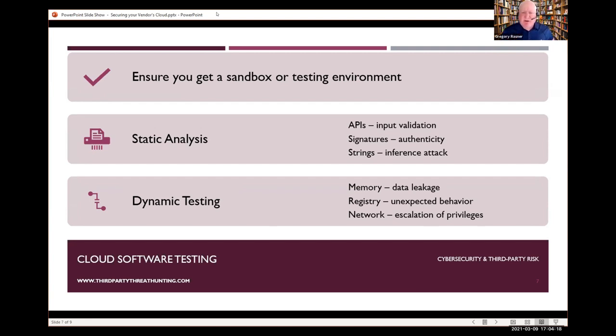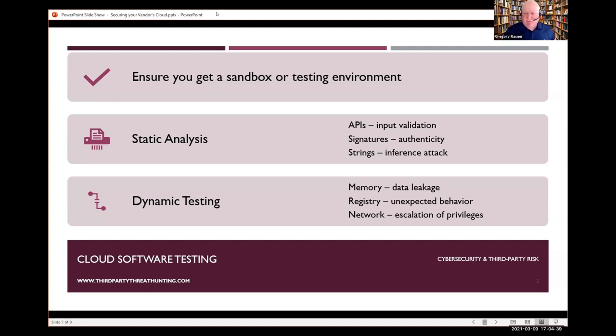On the dynamic testing side, you'd want to look at memory and any potential data leakage. Registry, if the software is doing an unexpected behavior and changing registry. And then on the network side, you want to see: is it possible for a user to get in there on the network and escalate their account and get escalated privileges?